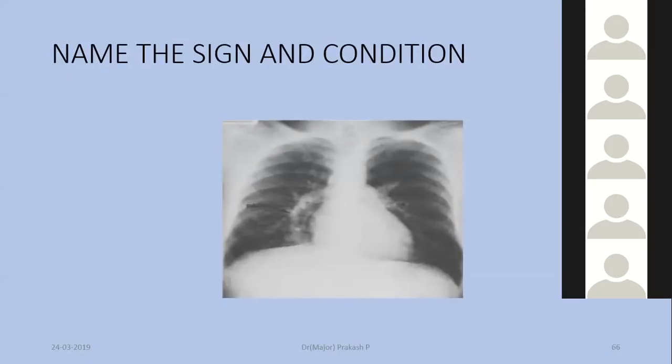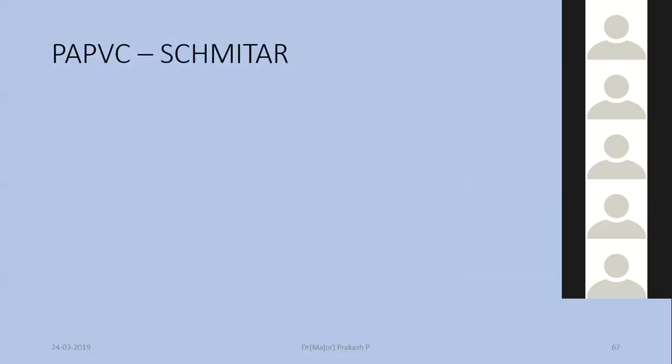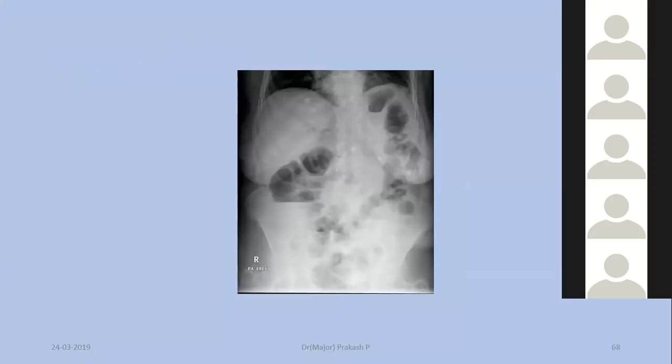And the condition is also equally important. Scimitar sign, yes, and it's seen in case of inferior partial anomalous pulmonary venous connection. Okay, now. Next one.